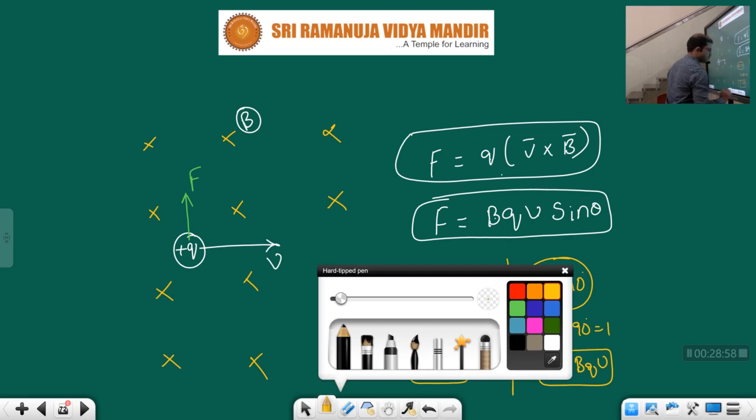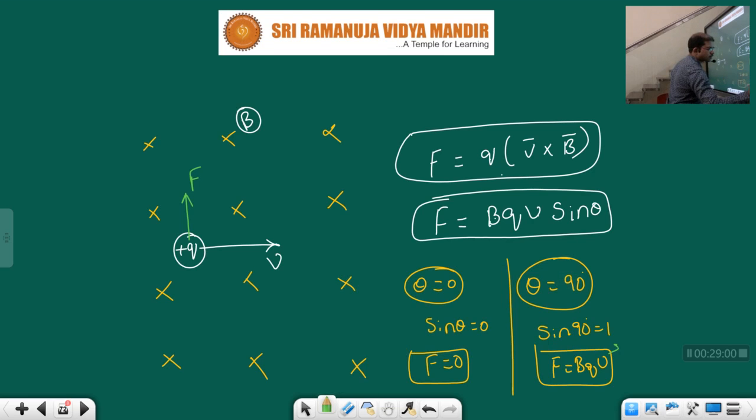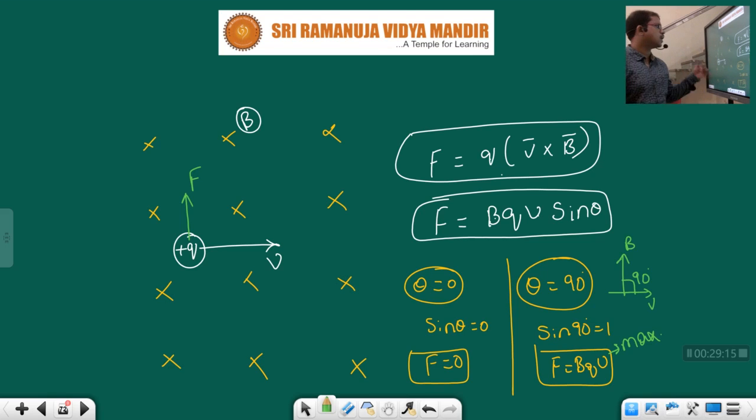Okay. So this is nothing but what, children? Like I said in previous case, maximum value. When will you get maximum value? When B and V are perpendicular to each other. Magnetic field and current direction are perpendicular to each other. Magnetic field B and direction of charge V both should be perpendicular. Then you will get maximum force.